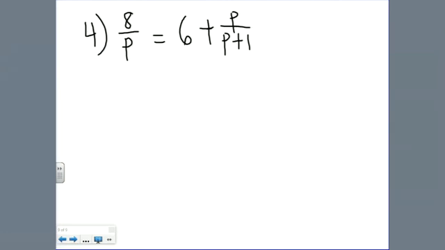Well, before we can even solve this rational equation, we must eliminate the fractions. And a way to eliminate the fractions is multiply the entire equation by your least common denominator. Well, the least common denominator is p and also p plus 1. So that's what you multiply each part of your equation by, p times p plus 1.